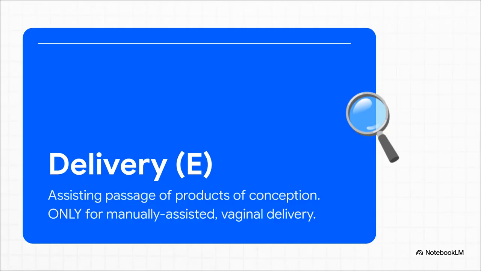So a really crucial point here is that the root operation, delivery, designated by the character E, is strictly reserved for a natural, manually assisted vaginal birth without instrumentation. If the physician simply supports the natural process of a vaginal delivery, you assign delivery. It is quite literally just assisting the passage of the baby from the genital canal. If any extra mechanical force or surgical incision is introduced, we can no longer use this specific root operation.